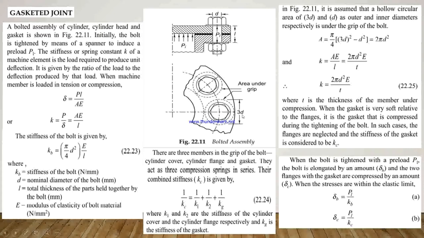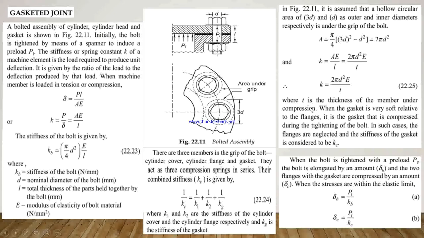and small d are the outer and inner diameters respectively, 3d is the outer diameter and small d is the inner diameter, under the grip. At that time the area is equal to pi by 4 times (3d) square minus d square. That means area A is equal to 2 pi d square. Here K is equal to A E divided by L. So we put the value of area A is equal to 2 pi d square, and K is equal to 2 pi d square E divided by T. Here T is the thickness of the member under the compression.